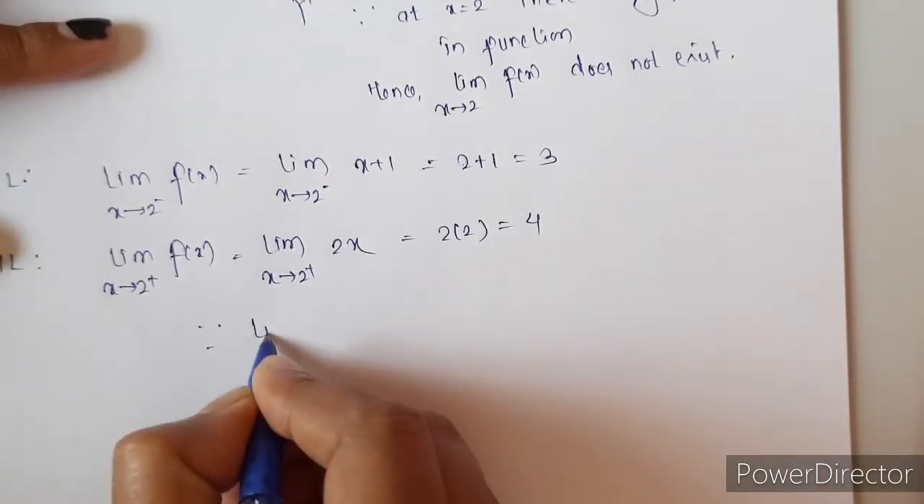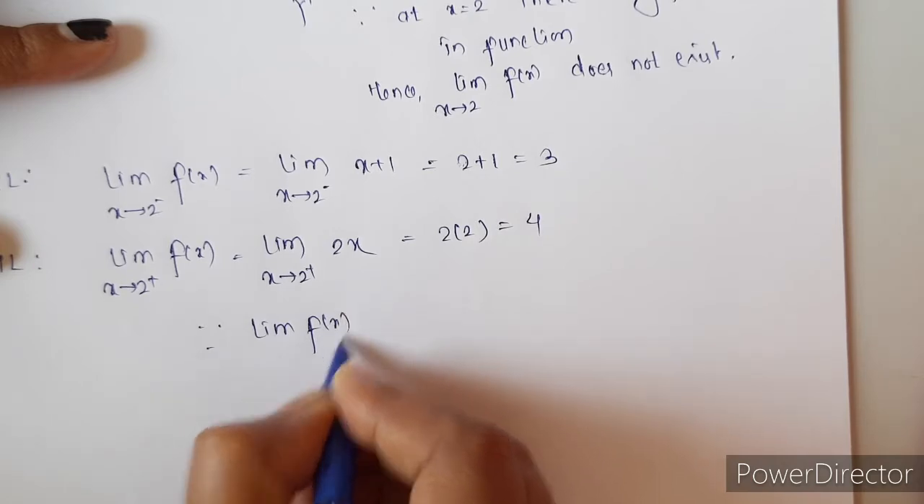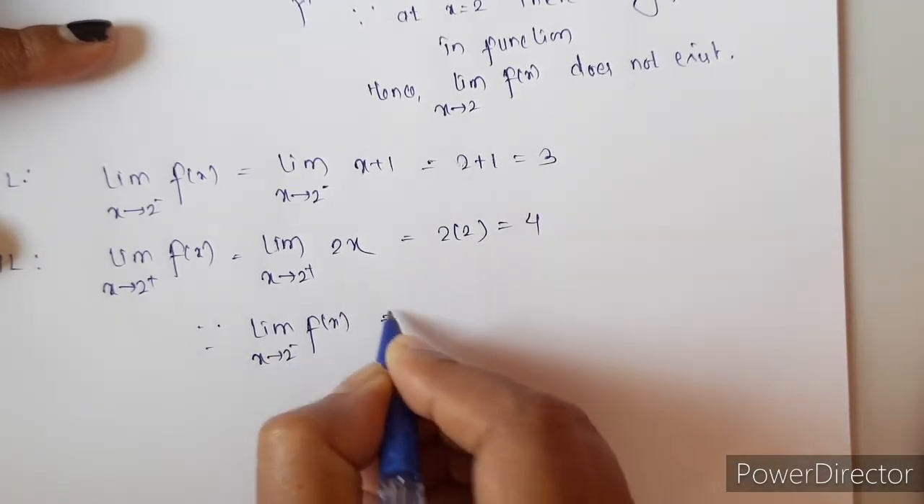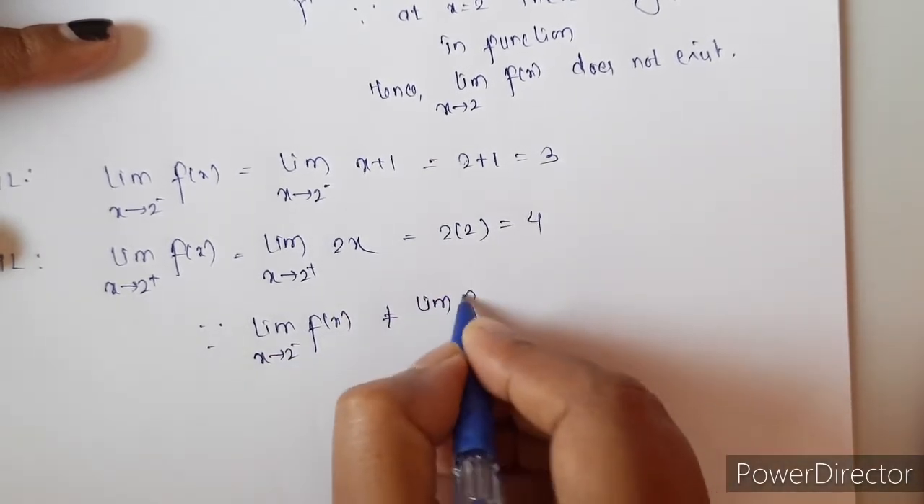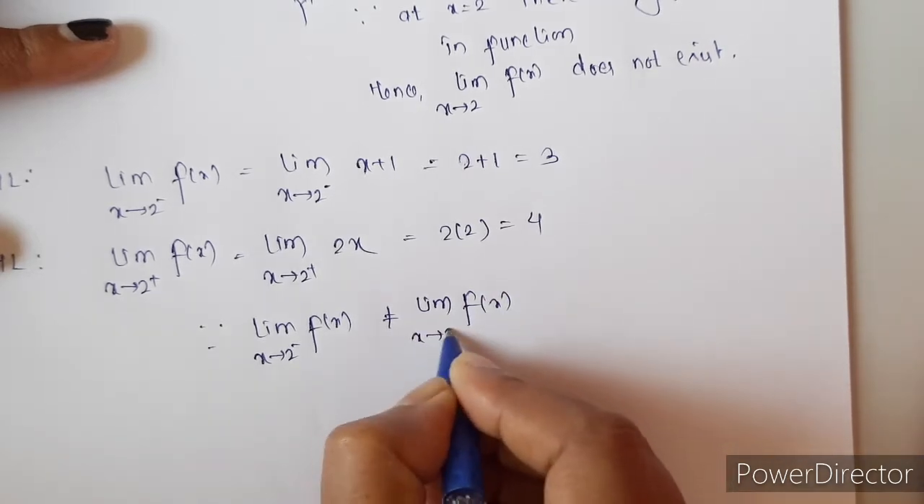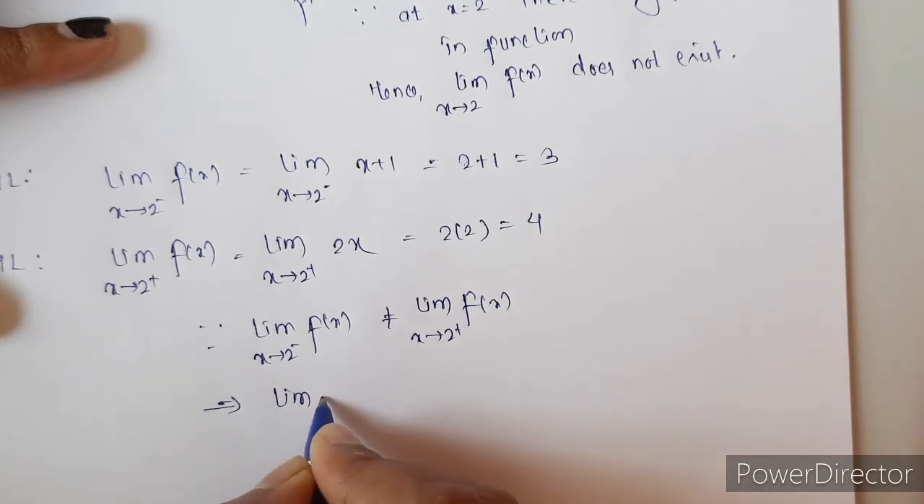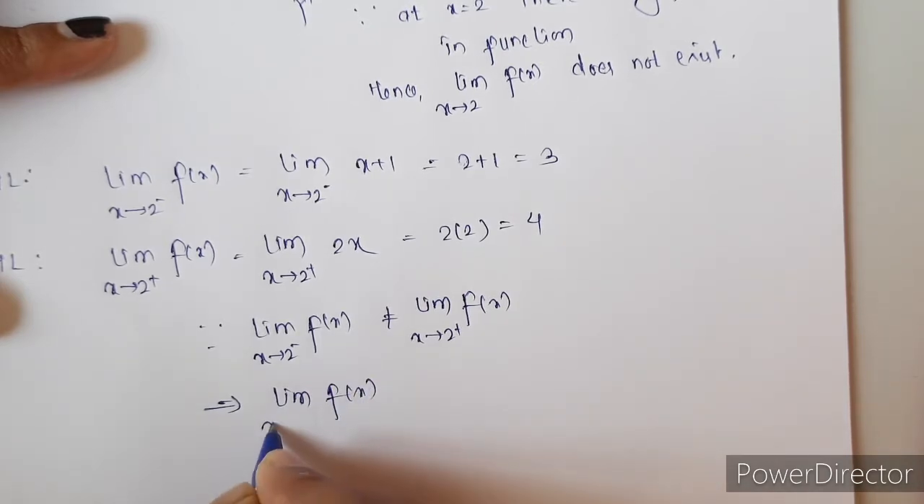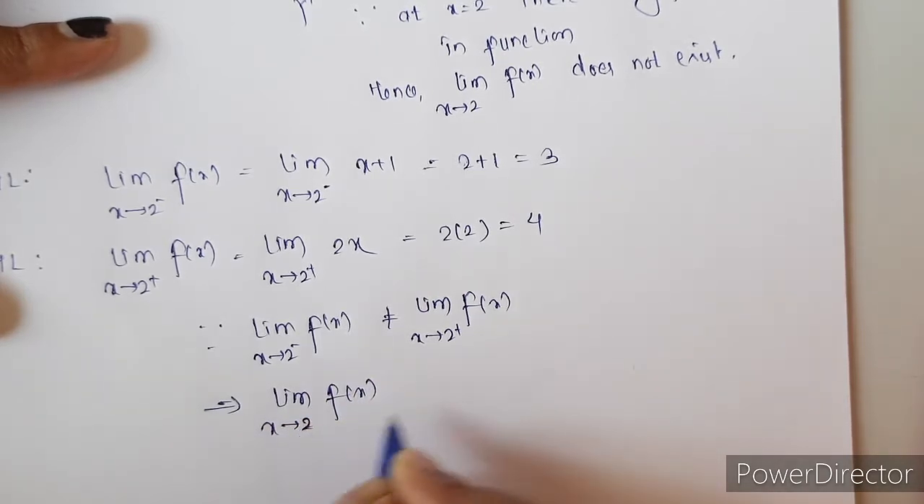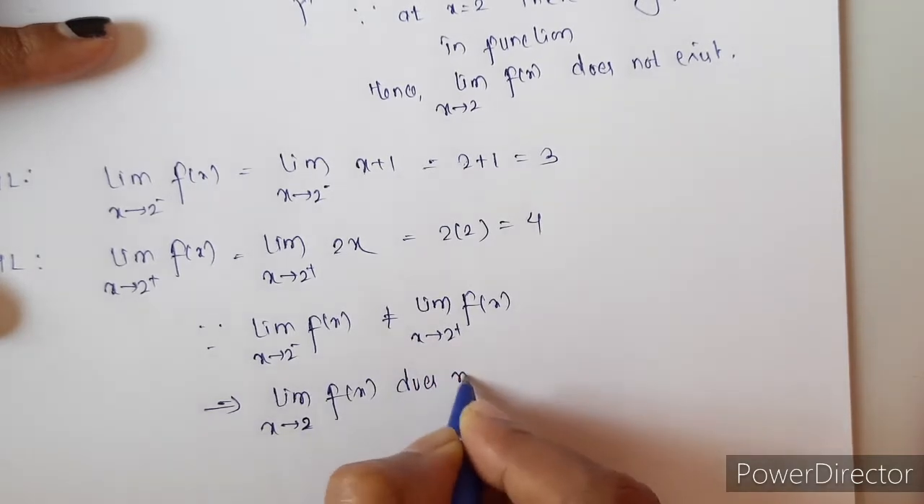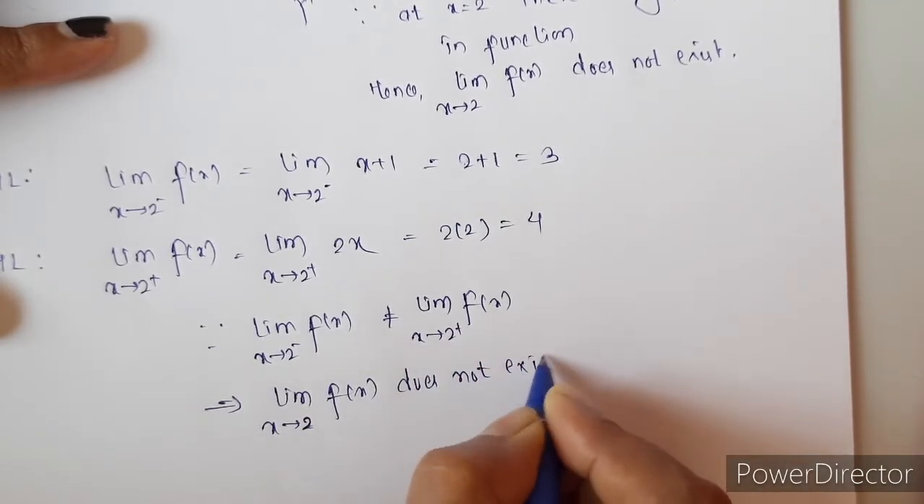And since the left hand limit of the function is not equal to the right hand limit of the function, this implies the limit of the function when x is tending towards 2 does not exist.